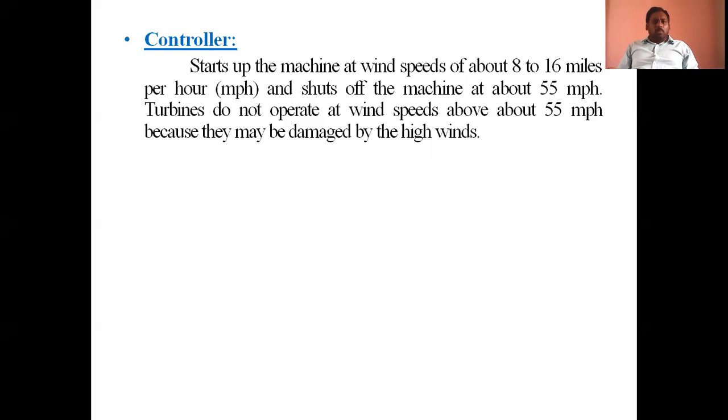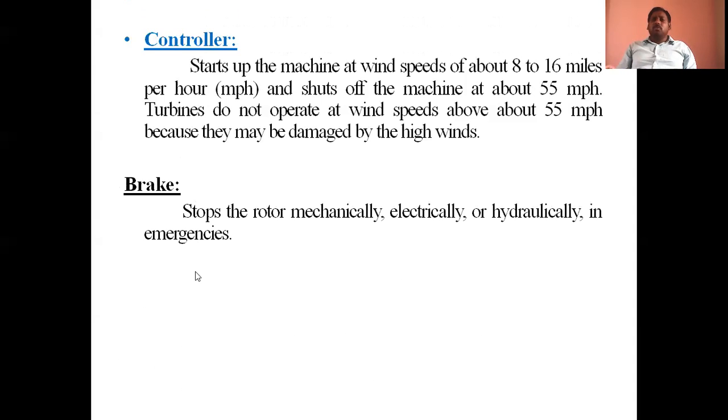So turbines do not operate at wind speeds above about 55 miles per hour because they may be damaged by high winds. That is the reason. That's why the controller is very essential. An automatic controller is very essential for the wind power generating system to protect the wind turbine and its blades from the dangerous winds.